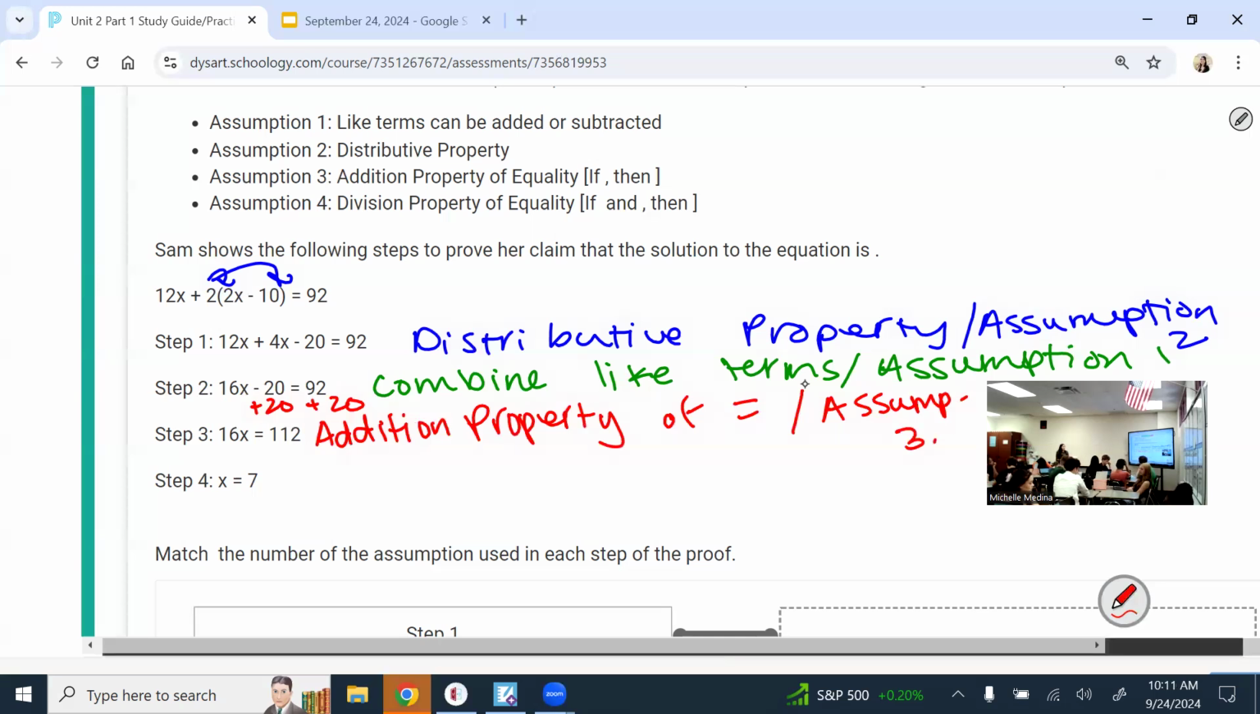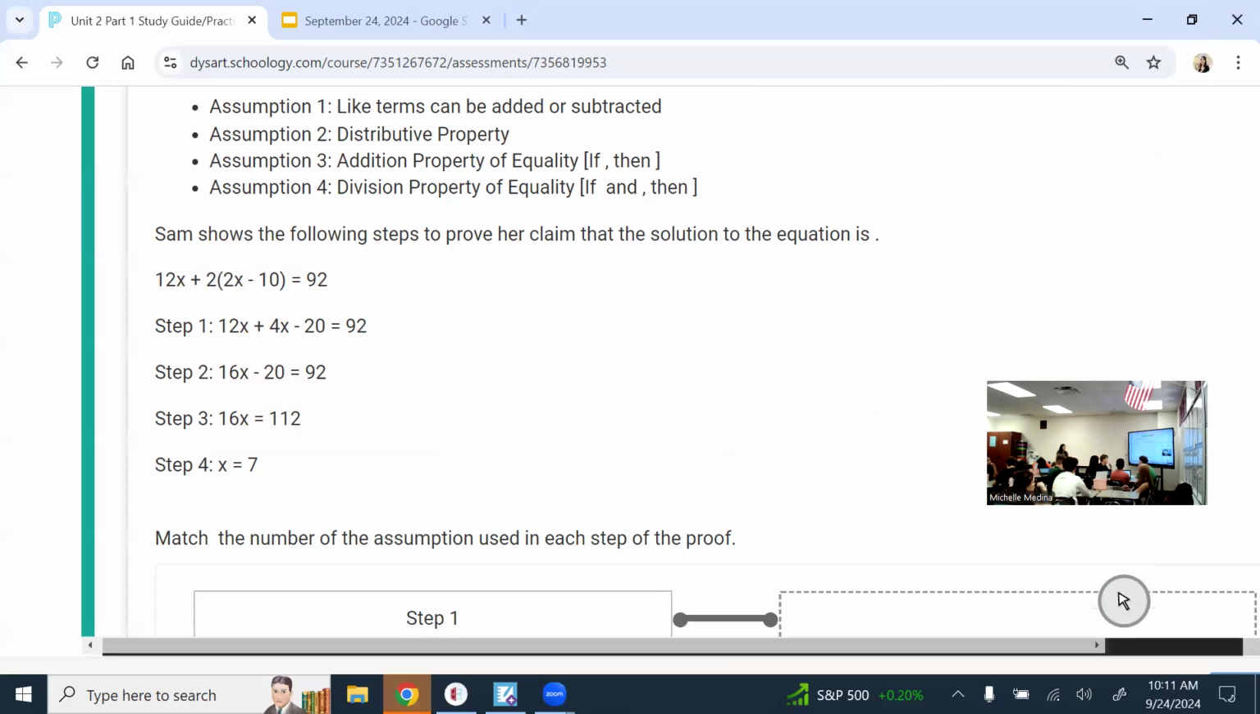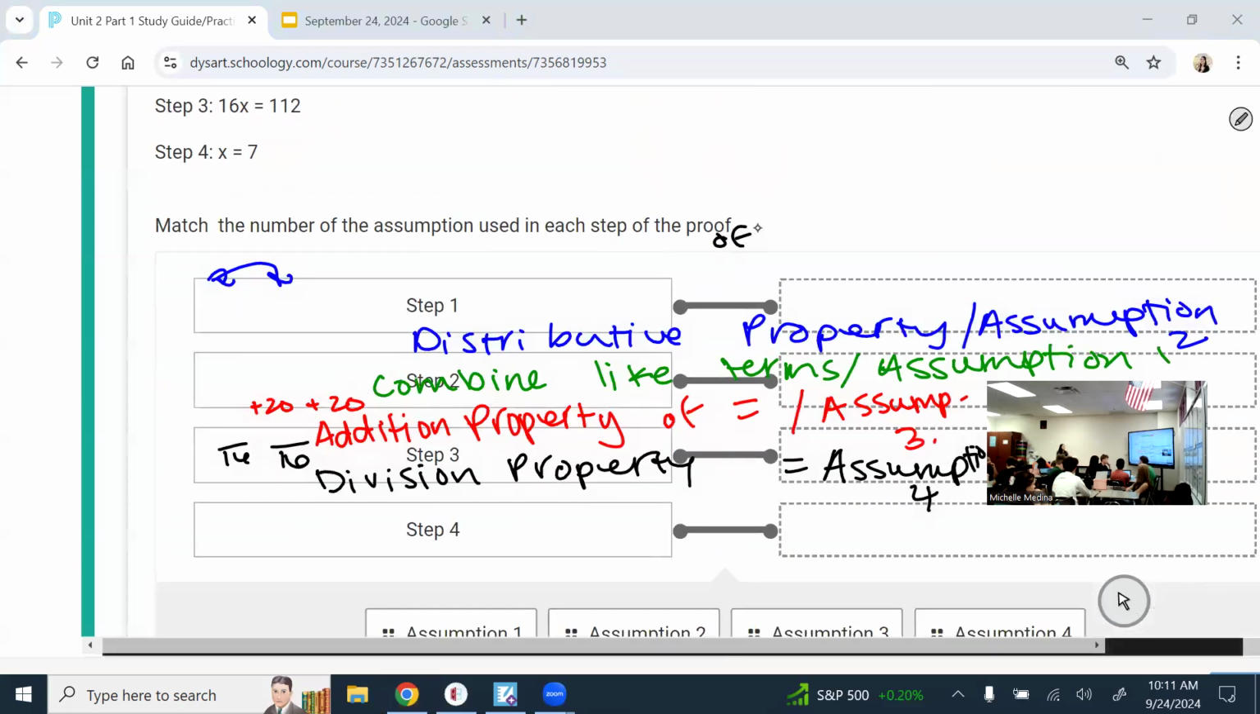Okay, so then process of elimination. This one must be the division property, but does that make sense? Did they divide to go from 16x to just x? They did. So that means I divided 16 on each side. That's what got me to my step 4. And that goes with assumption 4. All right, so when I'm doing my matching, it's going to go 2, 1, 3, 4. So let me put that and make sure the key is right. I'm going to erase this. Going to go 2, 1, 3, 4.